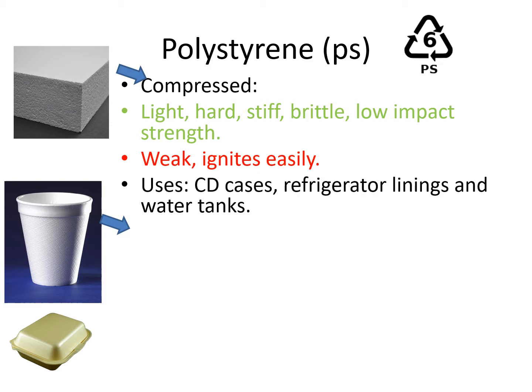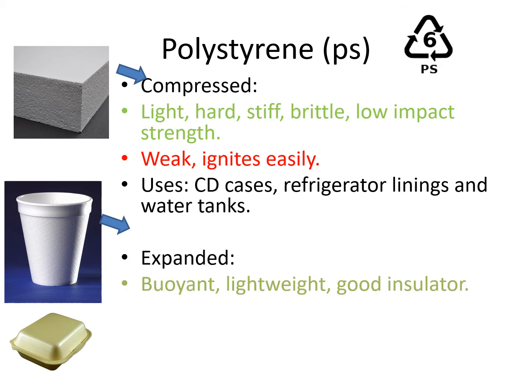Its main uses are CD cases. They're used in refrigerator linings and water tanks. Expanded polystyrene is a lightweight, buoyant and good insulator. It crumbles and breaks easily. This is why it's used for coffee cups and is disposed of.